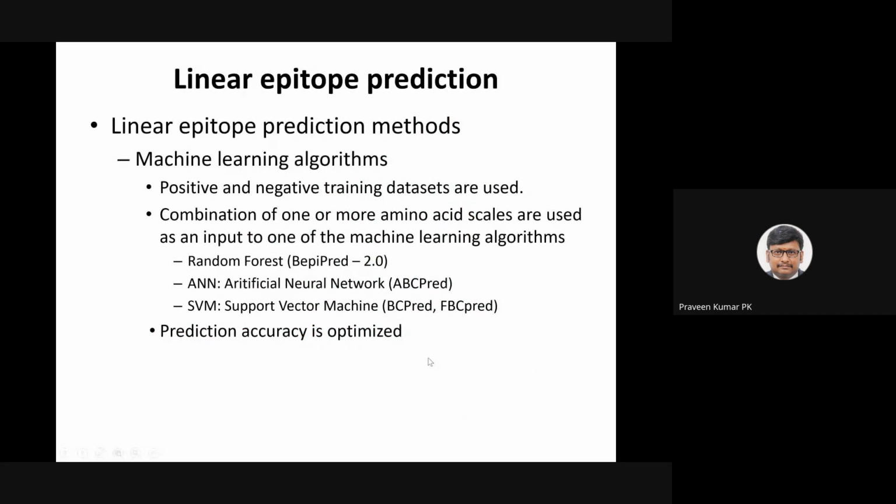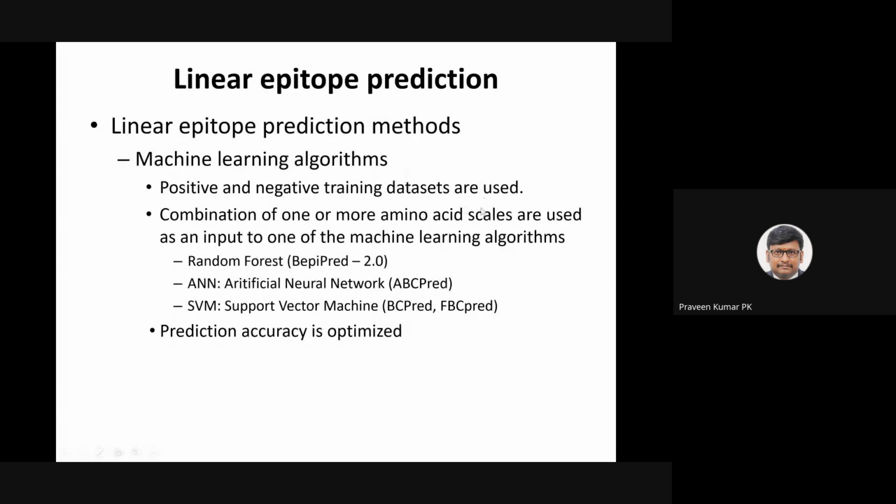Now, let me take you to the methods of B cell epitope prediction. Number one is linear epitope prediction, where you are going to use machine learning algorithms. Positive and negative training data sets are used. A combination of one or more amino acid scales is used as input to one of the machine learning algorithms. There is one method called BepiPred. In BepiPred, you have 1.0 as well as 2.0. In both, you are going to use a machine learning algorithm called random forest. Using this algorithm, they have developed this tool.